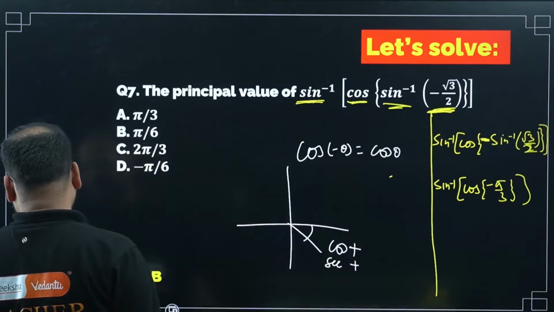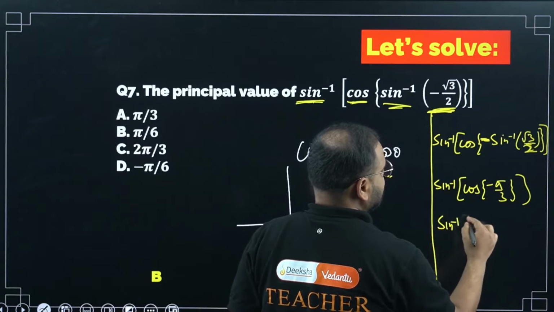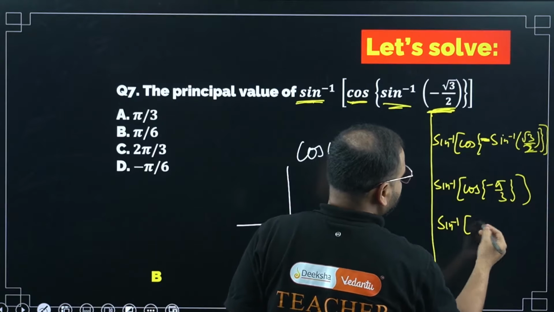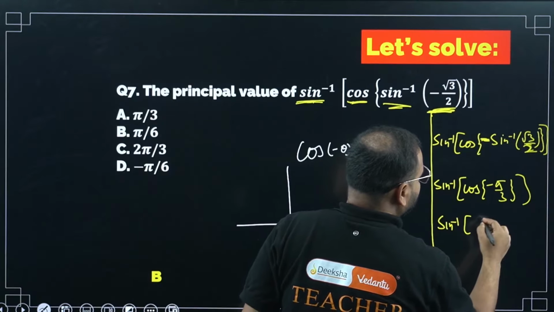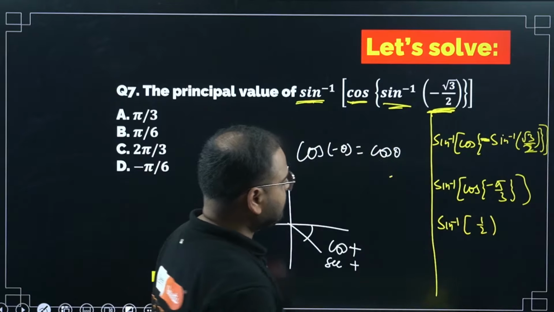So cos of minus pi by 3 can be rewritten as, so I'll write this again, sine inverse as it is. This will become just cos of minus pi by 3, right? So cos pi by 3, which will be what? 1 by 2. So again we have solved this.